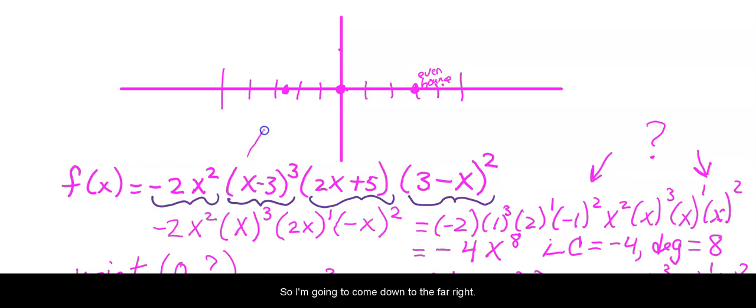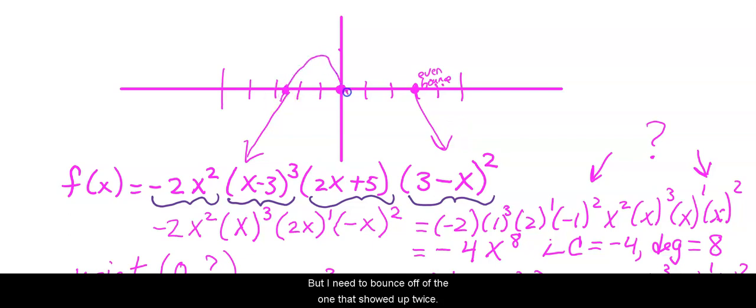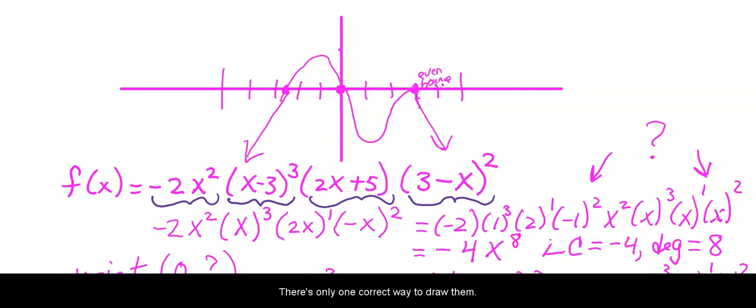So I'm going to come down to the far right, or far left, down to the far right, oops, and now I need to wiggle between, but I need to bounce off of the one that showed up twice. If you don't bounce, there's no way to get it going both arms down. There's only one correct way to draw them. Now, I don't know exactly where the turnarounds are for these points, but again, I'm just trying to get a guesstimate for what the graph looks like, and this is close enough.